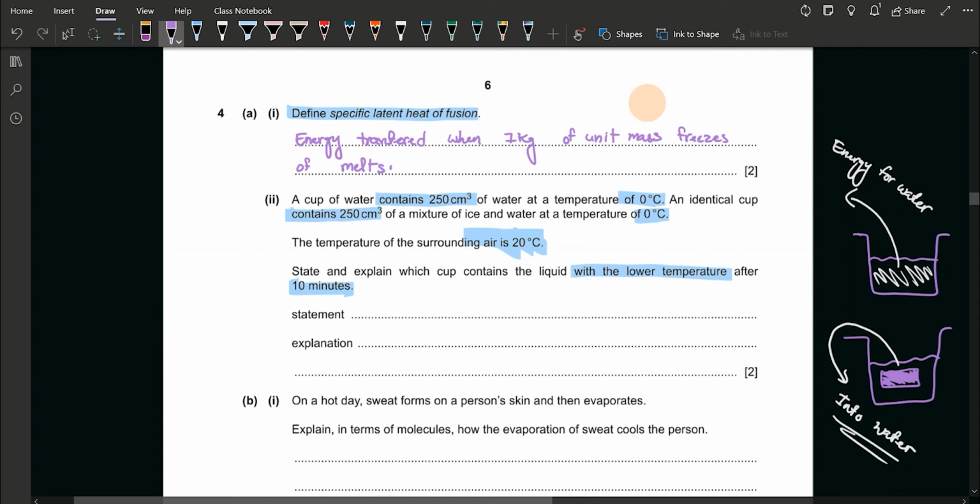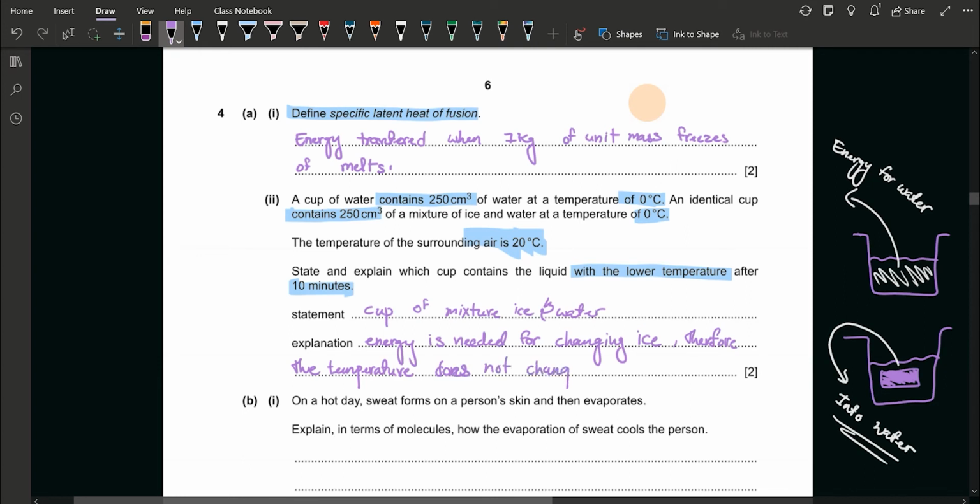So our answer for this is simply going to be the cup of mixture of ice and water. And the reason for this is that energy is needed for changing ice. Therefore, the temperature does not change. And this is going to be our answer for question number 4, part 2.